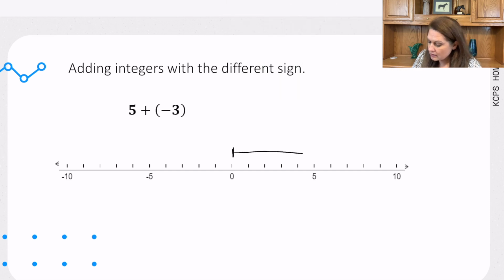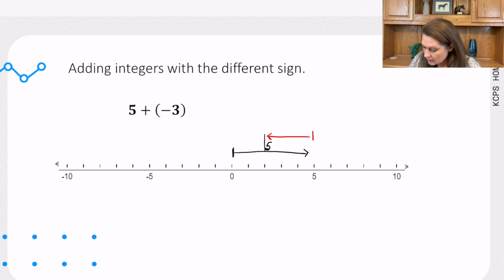5 units to the right, I'm going to go to the right. I'm going to stop at the number 5. Now, I'm going to write -5 on top. I'm going to start at -5, and I'm going to go 3 units to the left.